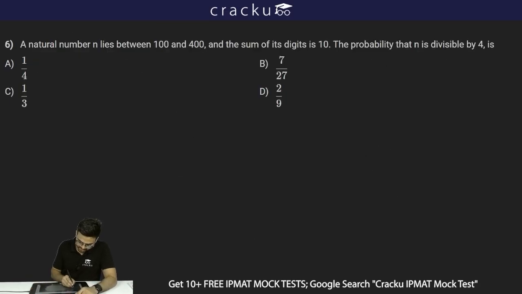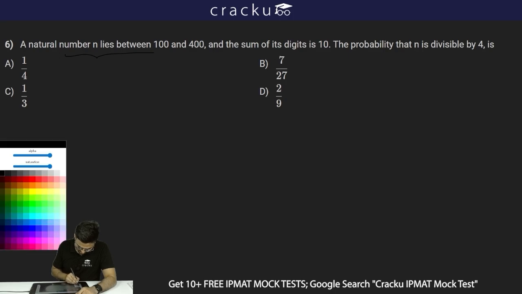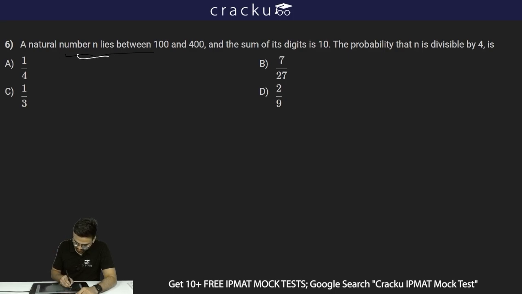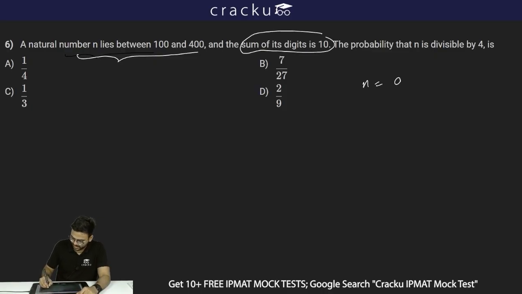A natural number n lies between 100 to 400. So there is a natural number which lies between 100 and 400, and the sum of its digits is 10. So let's say the value of n is basically a, b, c. N is a, b, c. So it is given that the sum of its digits is 10.